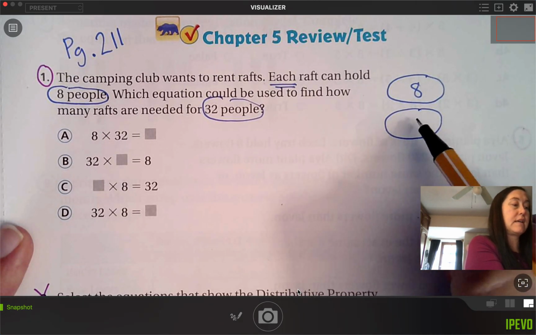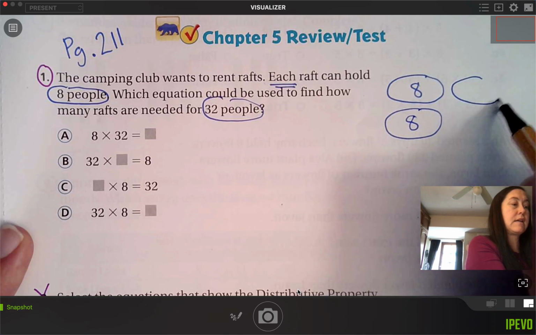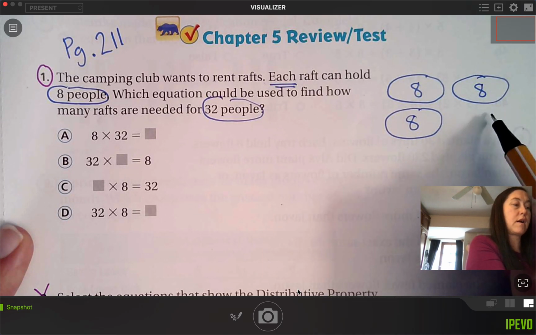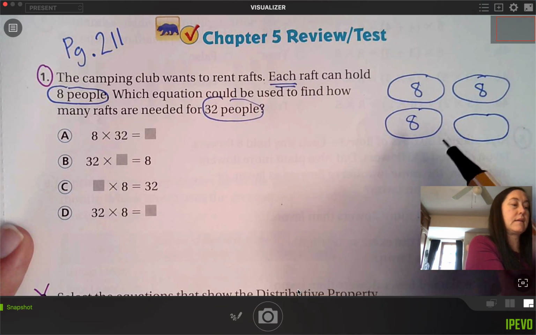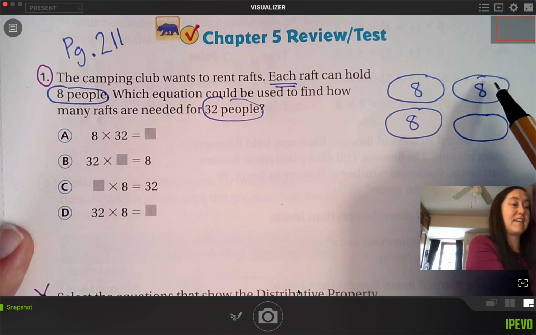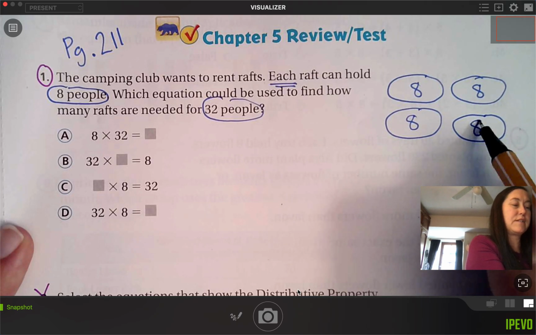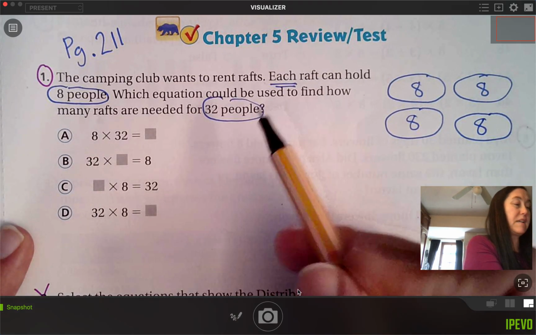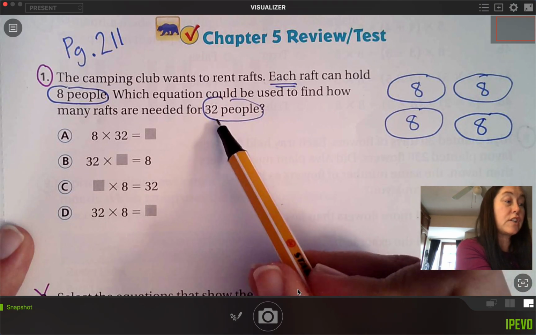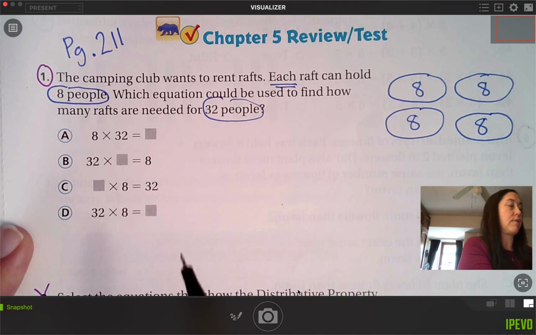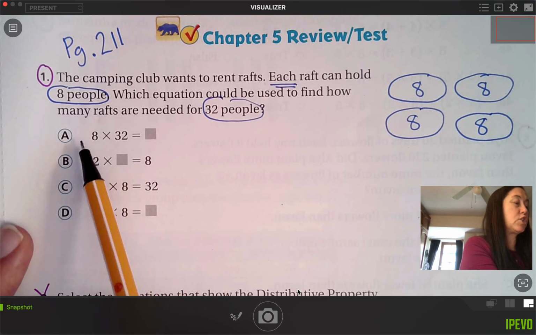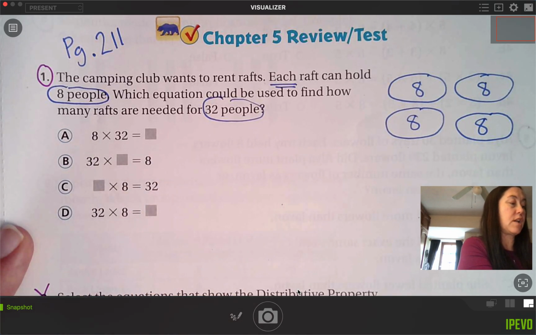So 8, 16, 24, 8, 16, 24, 32. Sorry, I lost track. Must be winter break brain. So 32 people. I can see there's 4 rafts. I'm counting by 8s, right? So which equation, which number sentence works?